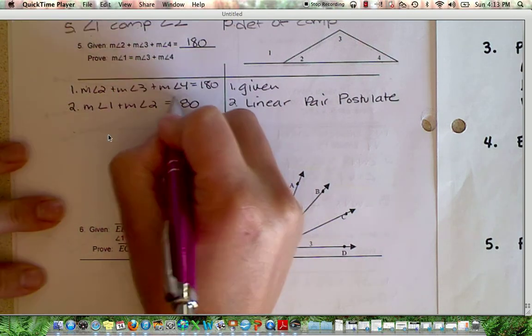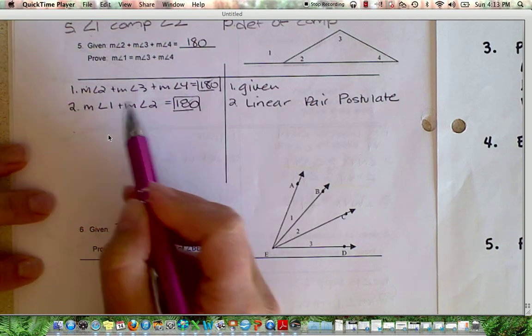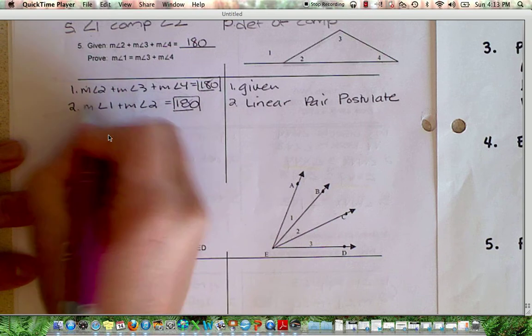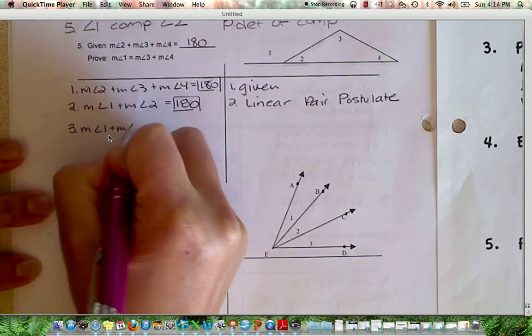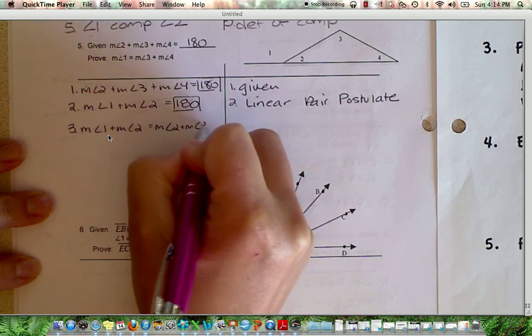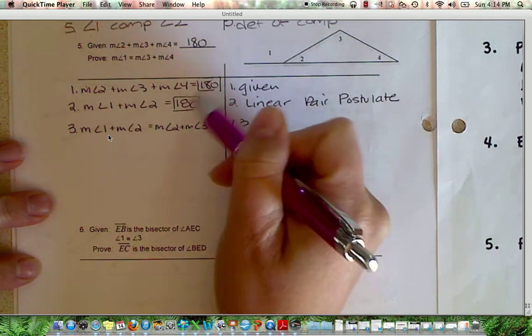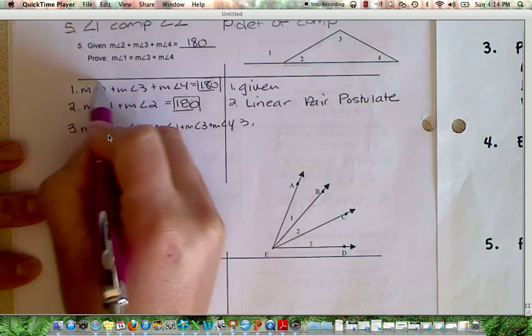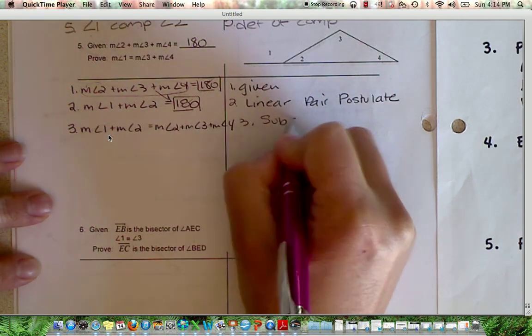So since they're both equal to 180, we're going to get rid of the 180 and set these two pieces equal to each other. So measure of angle 1 plus the measure of angle 2 equals the measure of angle 2 plus the measure of angle 3 plus the measure of angle 4. And anytime we do that, we're basically just taking this and putting it in here, so that is substitution.